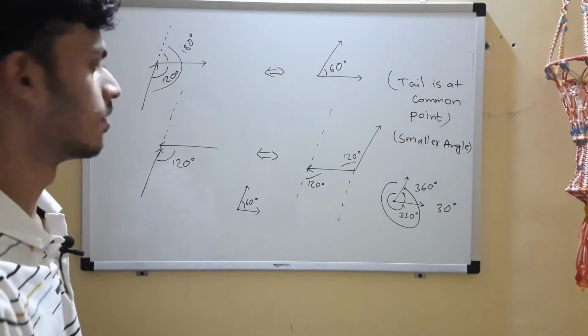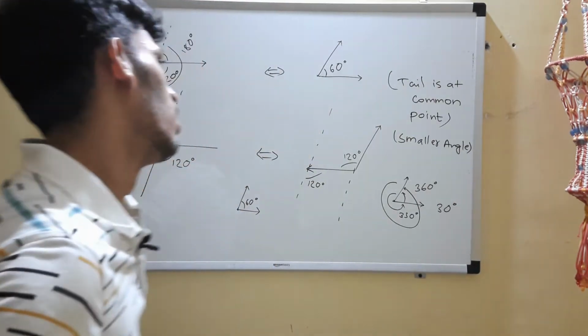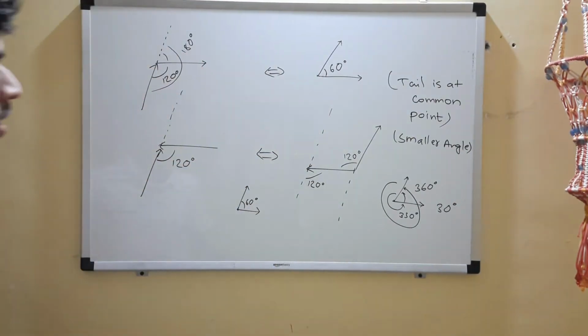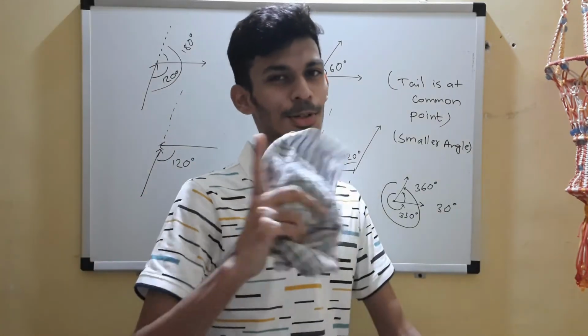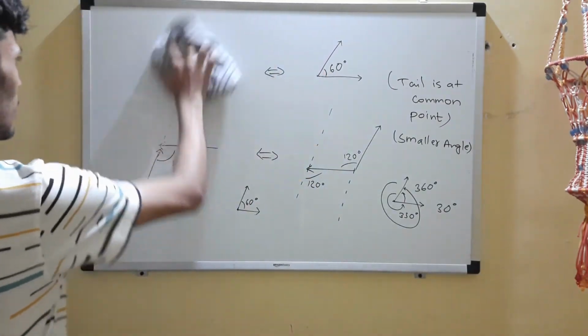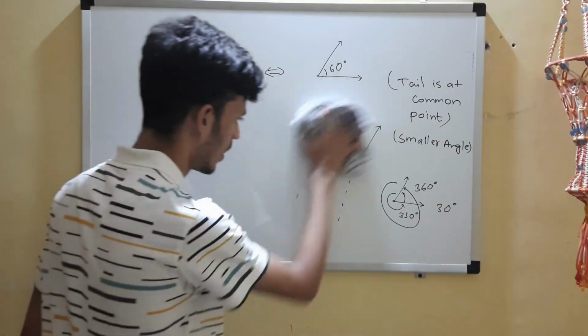So that is the basic knowledge about the angle between two vectors. I hope the idea is clear to you now. So we'll go for problems now. No more discussion.